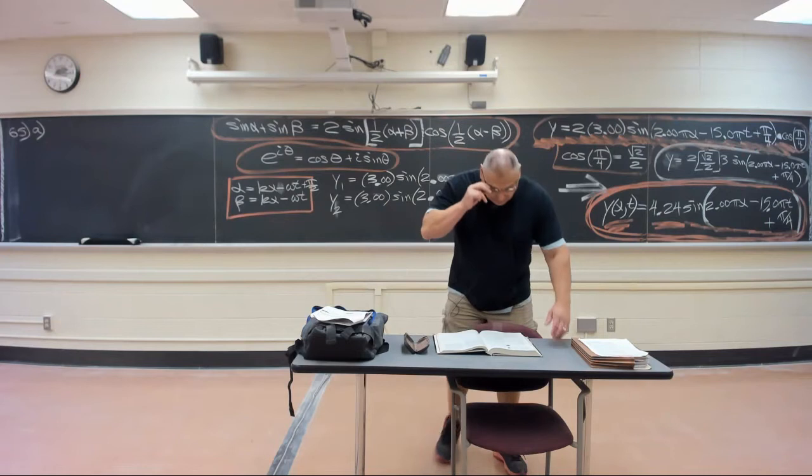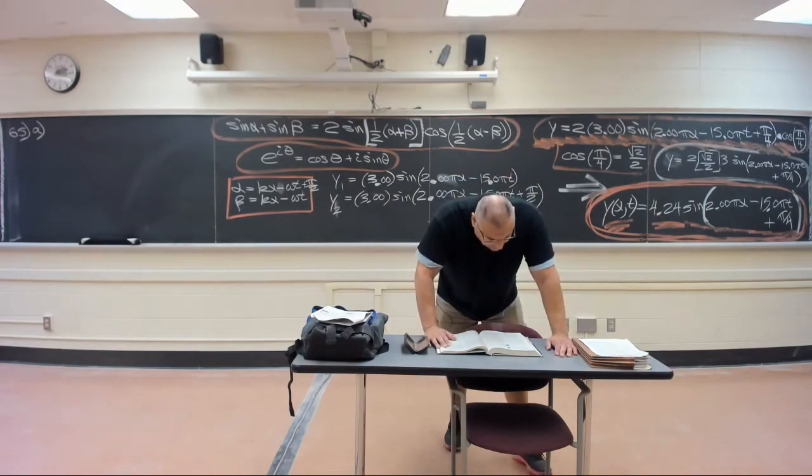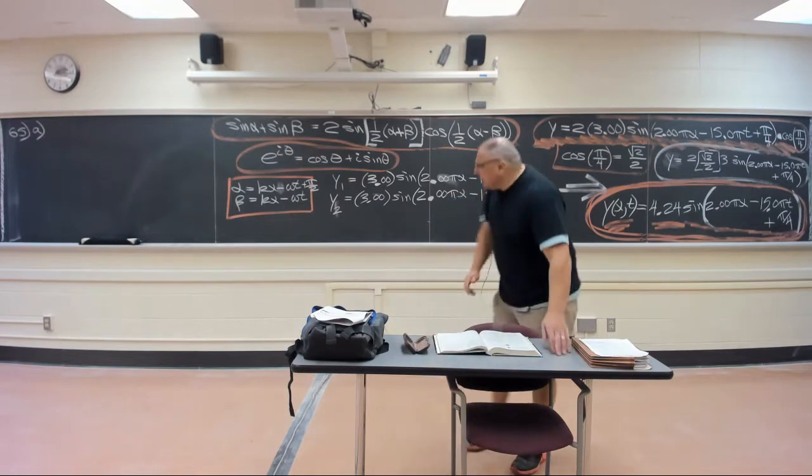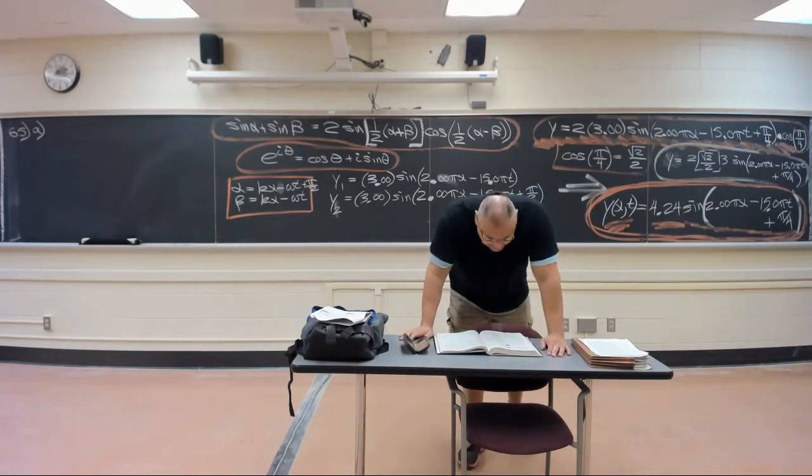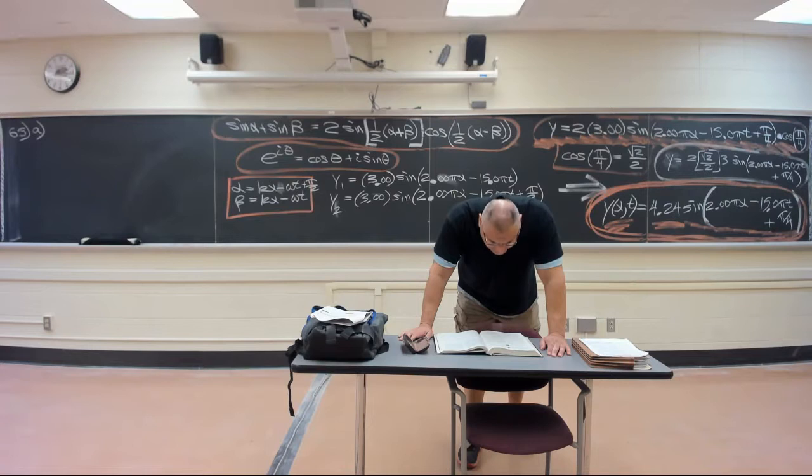Problem number 65 from chapter 18 from the Katz book. They give two wave functions, y1 and y2, as follows right here. Those two wave functions describe two sinusoidal waves traveling on the same string, where x, y1, and y2 are in meters and t is in seconds.